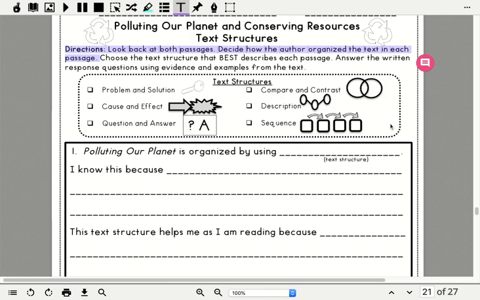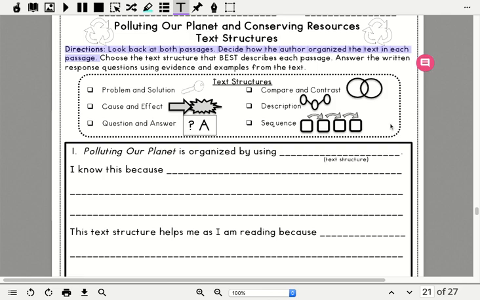I see that word problem, and it makes me think I could possibly have problems and solutions. But with the way this is organized, I don't see a specific solution for this. Okay, not everything has a solution. So I need to look for something else. I don't see a question that it sets up. So it's not going to be question and answer.